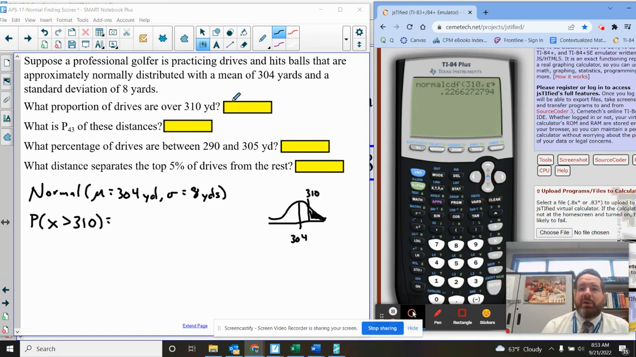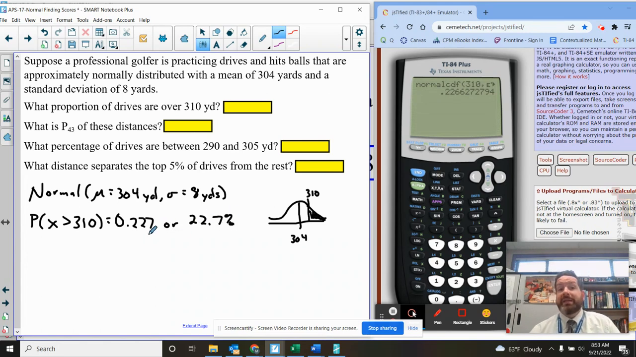Okay, so what we have here is a proportion of 0.227. If you want to write that as a percent, that would be 22.7%. And either is okay.